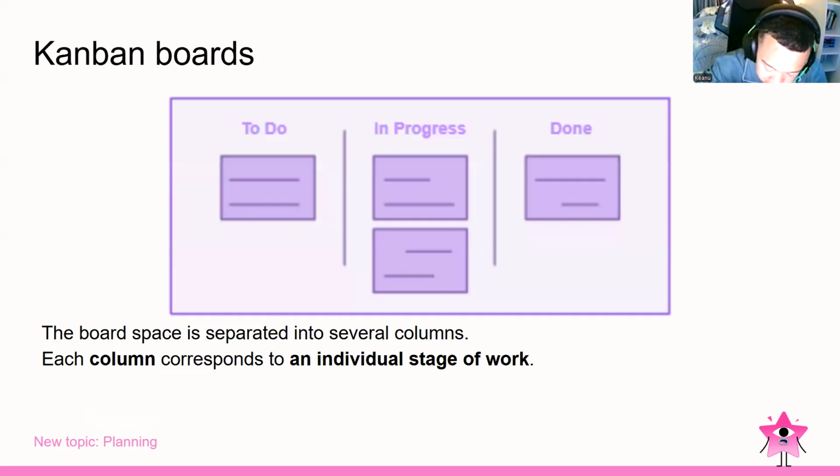Okay, so basically we can use the Kanban boards, which is just like Trello and also Miro. The board space is separated into several columns. Each column corresponds to an individual stage of work. So basically, as you can see, we have three columns here: to do, in progress, and done. To do is what we will do in maybe the next 2 months and so on. In progress means you're working on that, you're still working on that, and done means it's already finished. So basically, it's just that simple, yeah.